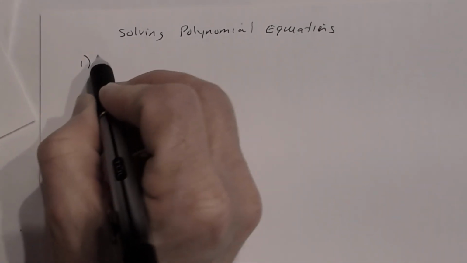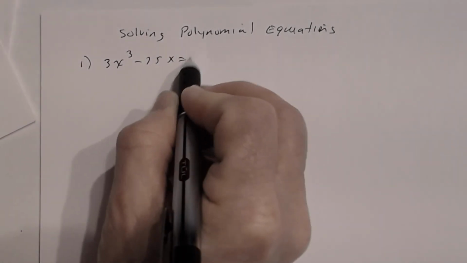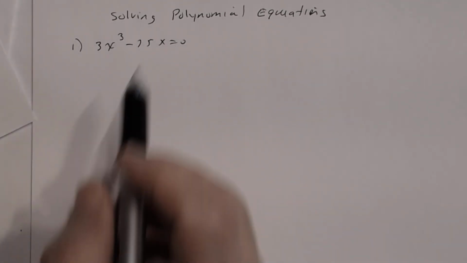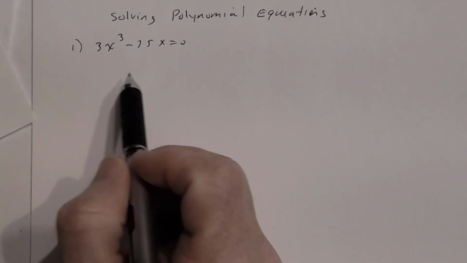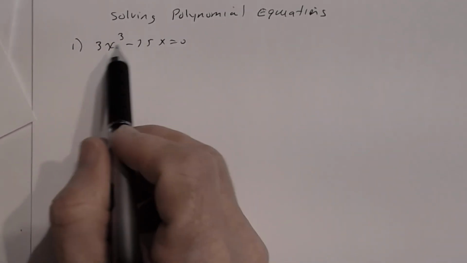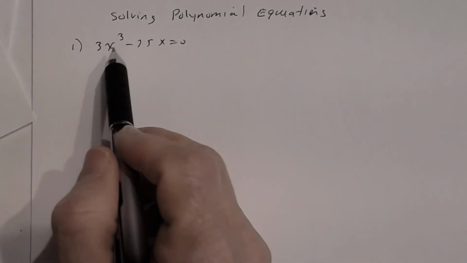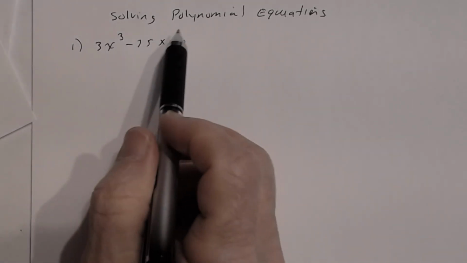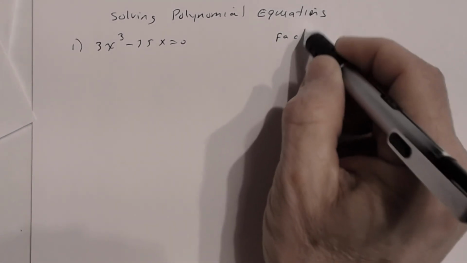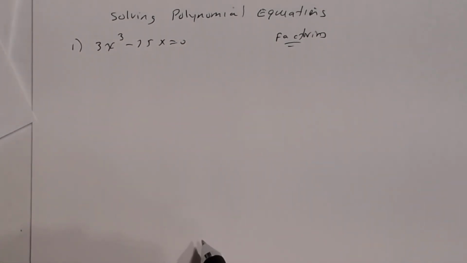Number 1, we have 3x cubed minus 75x equals 0. I'm going to solve this polynomial equation. Now, the degree is 3, the largest exponent is 3. First of all, just as you did before, make sure it's in descending order. So you have the largest exponent listed, and then the next one is x to the first. So there are only two terms here. And just like you did before, we are going to use factoring, so that we can use the zero factor property.